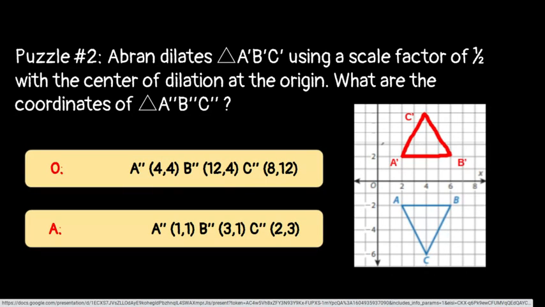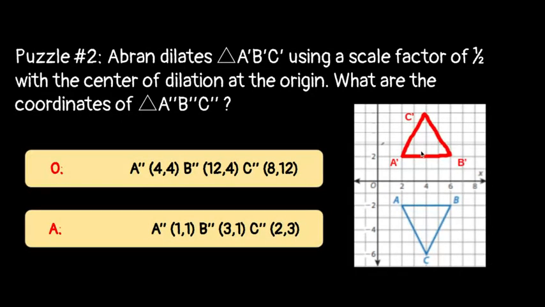Yes, so you multiply your original coordinates of our A prime, B prime, C prime by your scale factor. Our A prime here is at 2, 2. So we're going to take each of those points and multiply them by our scale factor. 2 times 1/2 is equal to 1, and again, 2 times 1/2 is equal to 1. So that means our A prime will now be at 1, 1.